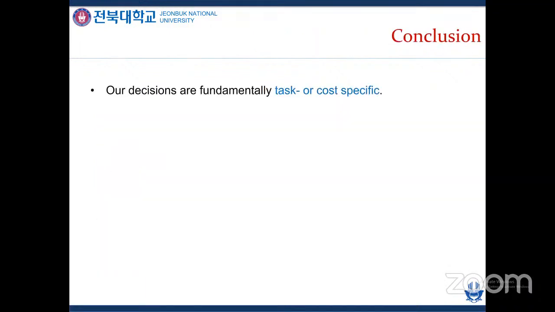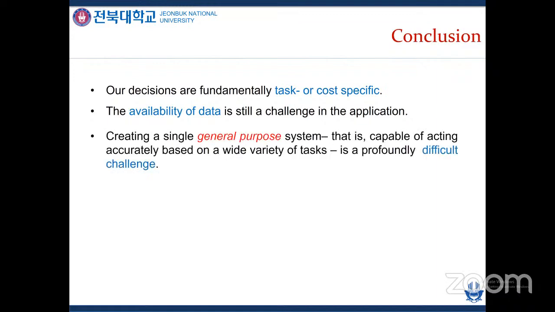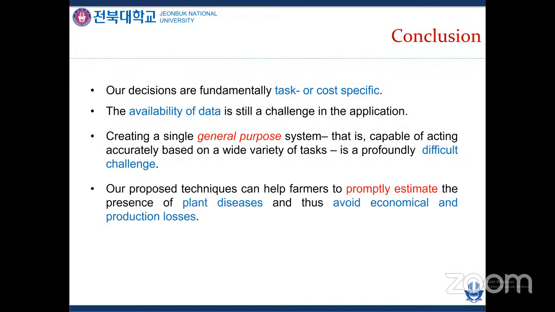So as a conclusion for my presentation, I would say that our decisions were fundamentally task and cost specific. We developed the models, we deployed the models, and they are implemented, and they meet different needs that depend from country to country and on the available resources. The availability of data is still a challenge, so it's difficult to obtain data. And of course, creating a general model is still a difficult challenge that we've been working on, how to develop a general model that can be applied to different environments.